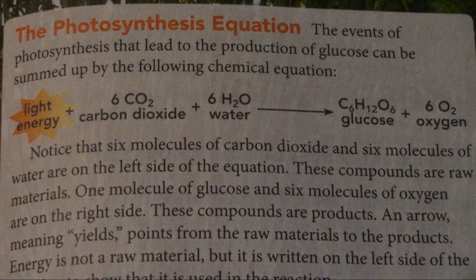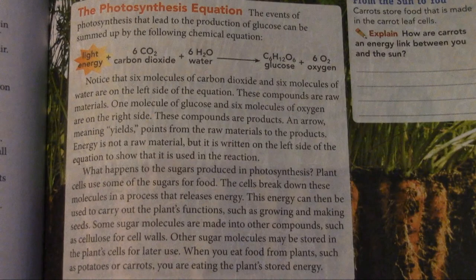Notice that 6 molecules of carbon dioxide and 6 molecules of water are on the left side of the equation. These compounds are raw materials. 1 molecule of glucose and 6 molecules of oxygen are on the right side. These compounds are products. An arrow, meaning yields, points from the raw materials to the products. Energy is not a raw material, but it is written on the left side of the equation to show that it is used in the reaction.